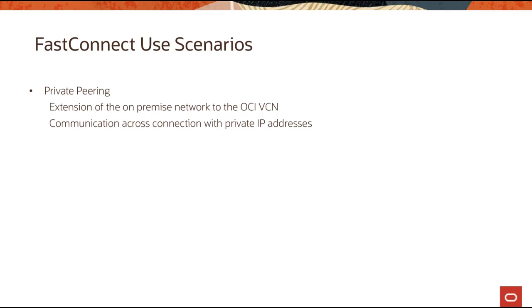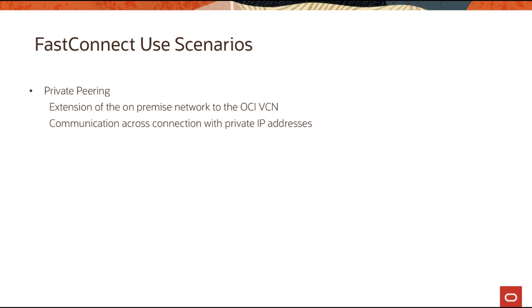Private peering is basically extending your on-premises network to the Oracle Cloud Infrastructure VCN. If there is a use case around lift and shift, and you want to extend your current on-premise data center into the cloud, you can set up a private peering connection. It allows you to connect to your resources within your virtual cloud network in OCI. The communication across the FastConnect dedicated connection is via private IP addresses because you are connecting to your private IPs within the OCI VCN.